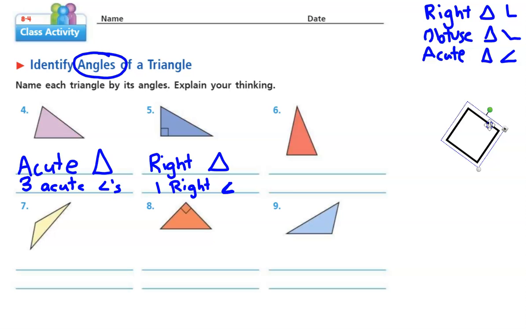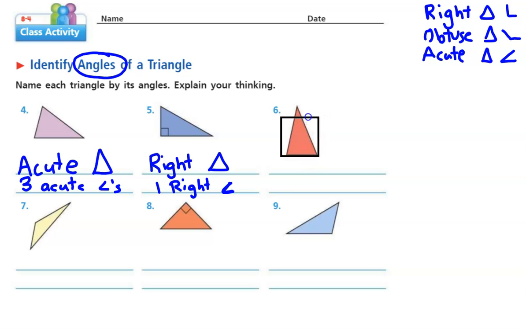Okay, number 6, just by looking at it, I think it's acute, but we don't want to just look, we want to actually test. So I'm going to fix my little 90-degree tester here. There we go. And now I'm going to drag it over. Again, you want to flatten it up against one of the sides. And if I'm testing this angle right here, it's less than 90 degrees for sure.